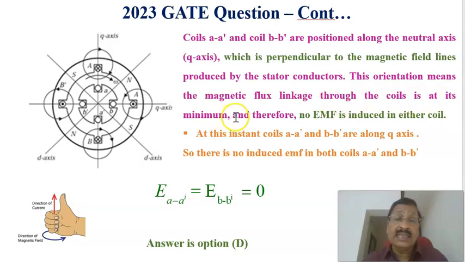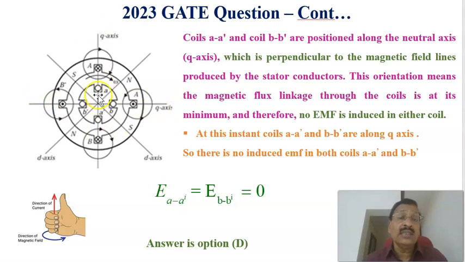Therefore, in that case, the magnetic linkage is minimum, and the flux linkage through the coils is at its minimum, and therefore the EMF induced in the other coils A dash and B dash is equal to 0. Since the q axis here, we can say that A dash is along the q axis of this one. Similarly, B dash is along the q axis here.